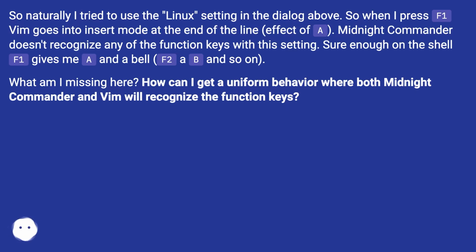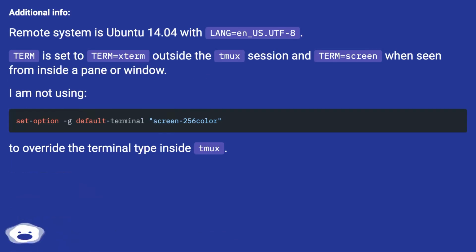What am I missing here? How can I get a uniform behavior where both Midnight Commander and Vim will recognize the function keys? Additional info: the remote system is Ubuntu 14.04 with LANG=en_US.UTF-8. TERM is set to xterm outside the Tmux session and TERM=screen when seen from inside a pane or window.